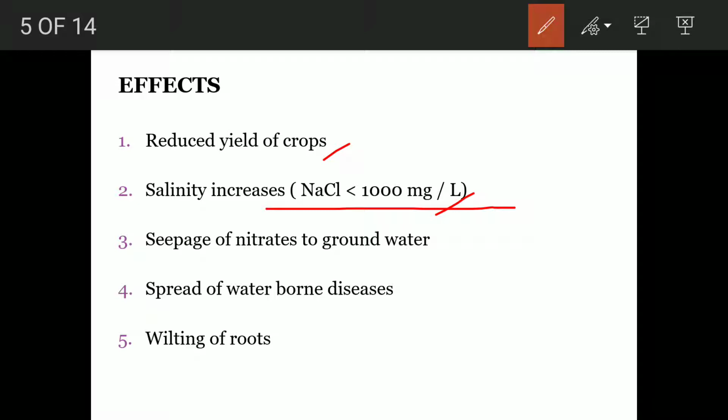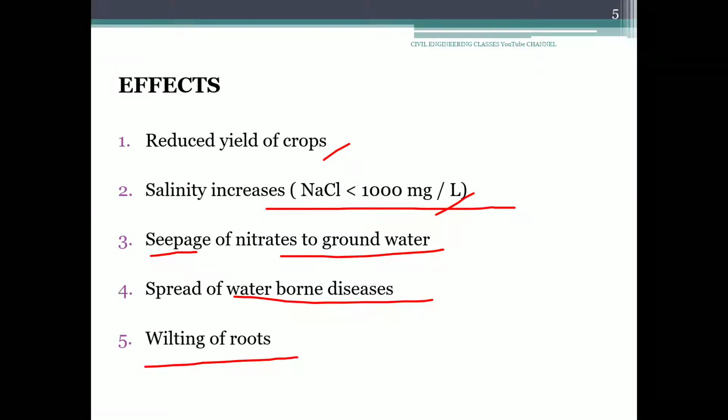Next one is seepage of nitrates to groundwater. Excessive nitrates, that is nitrates greater than 45 mg per liter, are harmful for groundwater. The water logging will lead to the seepage of nitrate to the groundwater. Then obviously there will be spreading of waterborne diseases, and finally there is wilting of roots.